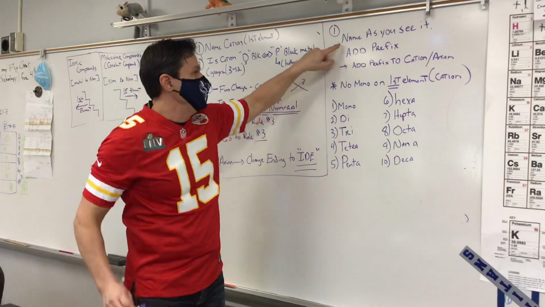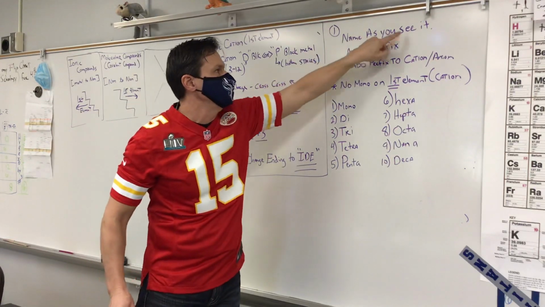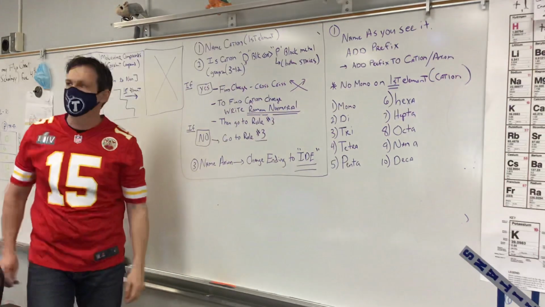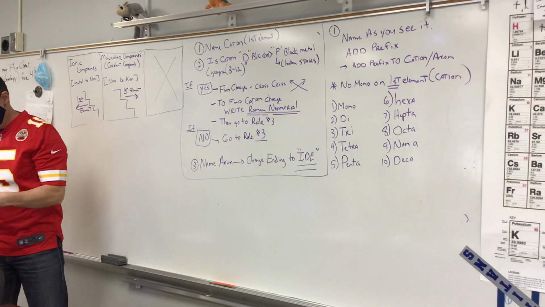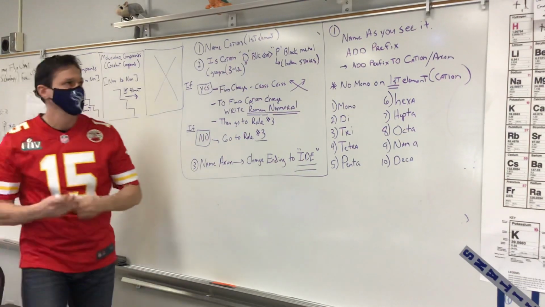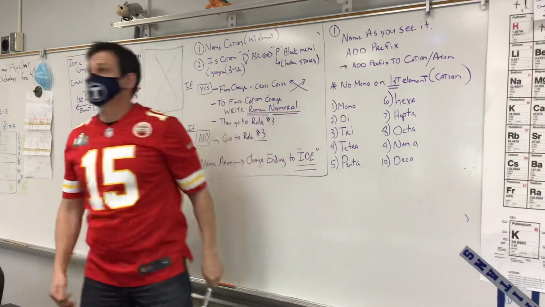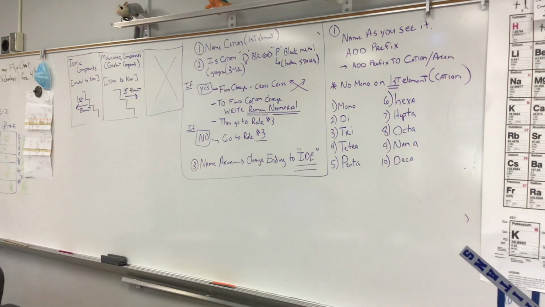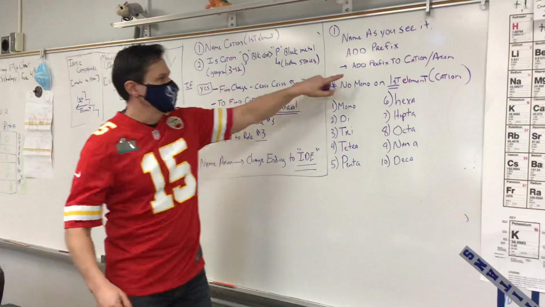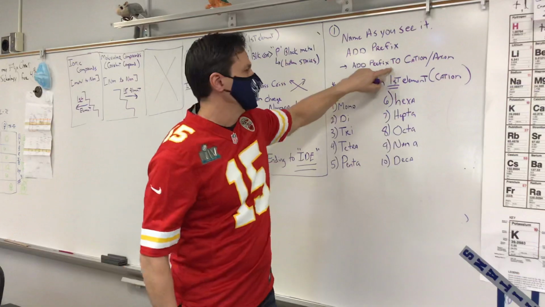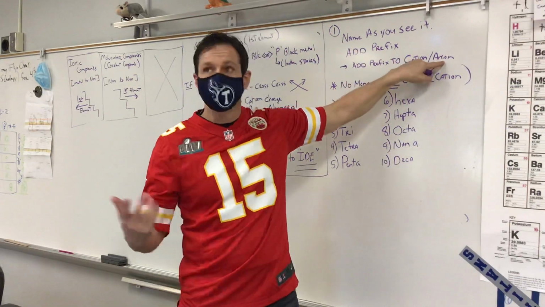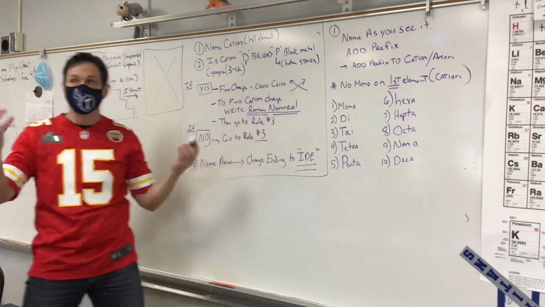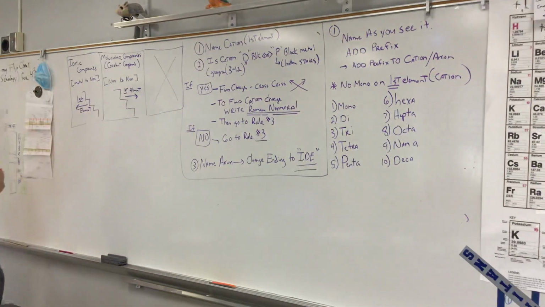First things first, name as you see it. Oh, it'll make sense, trust me. Name as you see it, add prefix. Okay? And then I put a little arrow there. You then will also add the prefix to the cation and the anion. Well, we already know what that is. That's the first and second element of the compound.